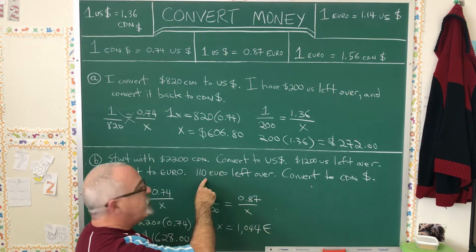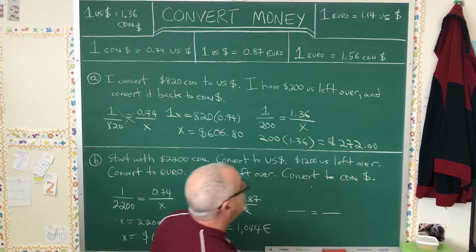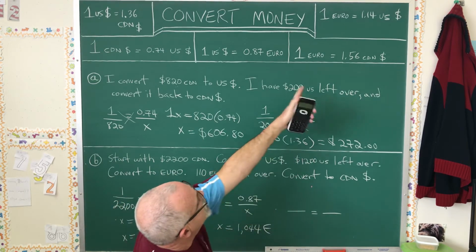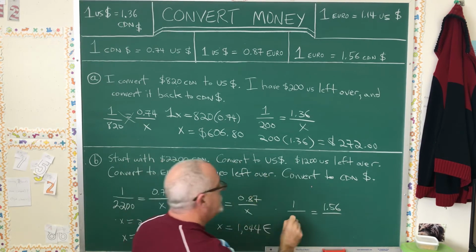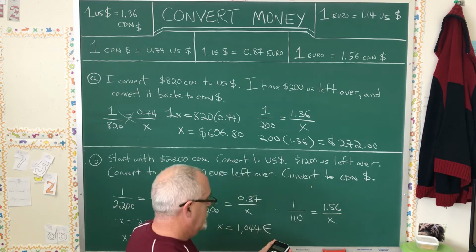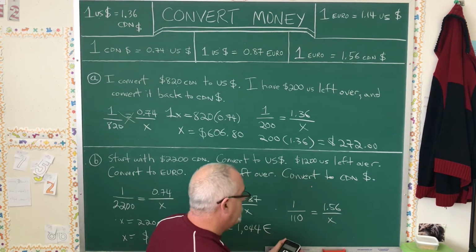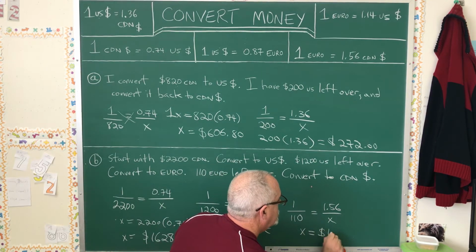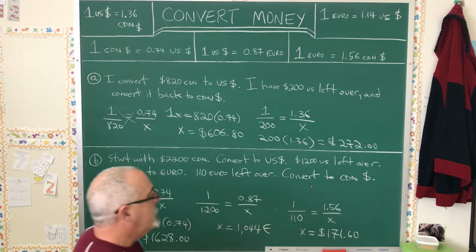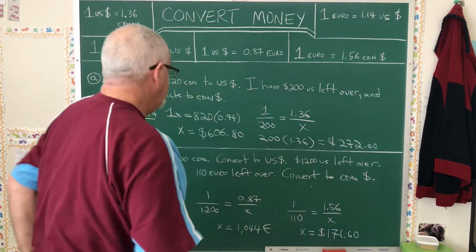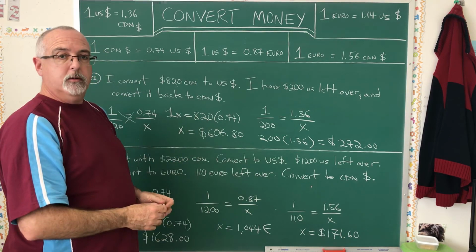I spend most of it, but I have 110 euros left over, and I'm going to convert it to Canadian. I need another skeleton. I need another exchange rate. 1 euro equals 1.56 Canadian. So 110 euros is equal to what? And I get 171.6. My 110 euros was converted into $171.60 Canadian. As you can see, these steps, one at a time, are not very difficult.